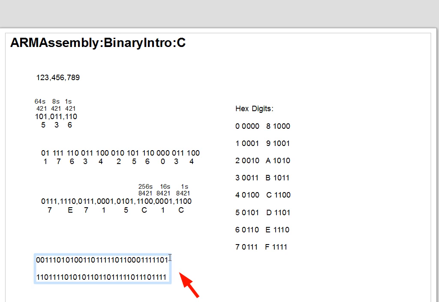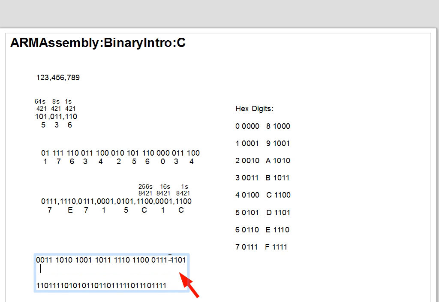So after some thought, what you should come up with is, for the first one, that's a 3. 1010 is 10, an A. 1001 is 9. 1011 is 11, or B. 1110 is 14, or E. 1100 is 12, or C. 1101 is 13, or D. And then the second one translates to D, E, A, D, B, E, E, and then 1111 is 15, the highest possible value in hex, and that's an F.